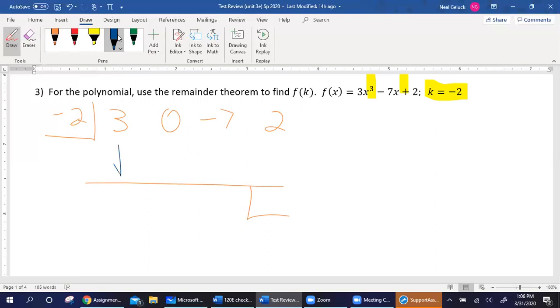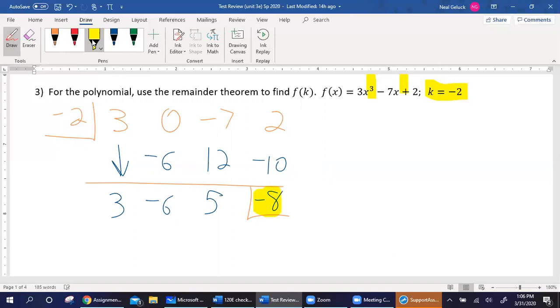And then I follow that same process: drop down the first number, then multiply and add. Multiply, add. Multiply, oops, I was thinking of the answer there, sorry about that. Multiply, add. Remember, the remainder theorem stated that the remainder is what f of k would equal. So this is saying that f of -2 should equal -8.